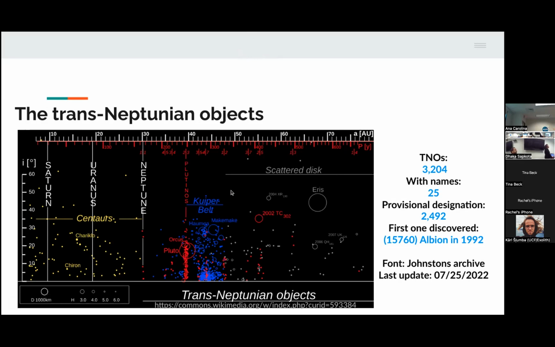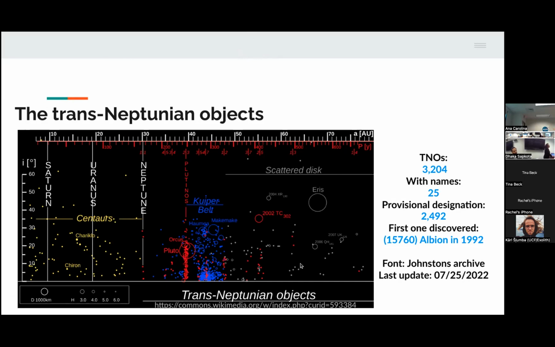We have the resonant objects, which are the ones in red in the figure. The resonant objects are trapped in mean motion resonance with Neptune. Pluto itself is trapped in one of those resonances. The objects in the same resonance as Pluto are called plutinos, but we also have other resonances here.